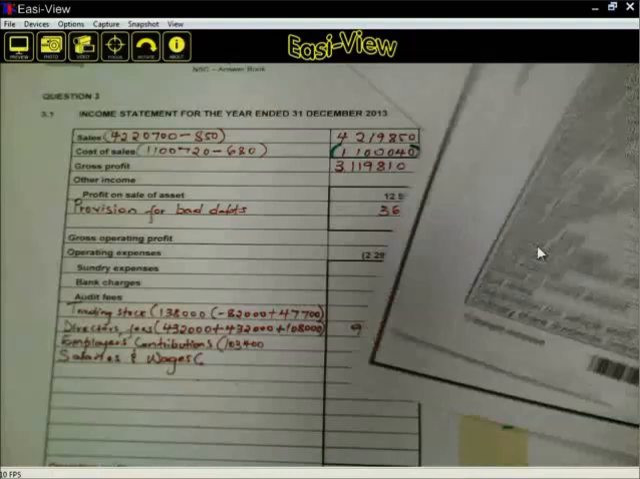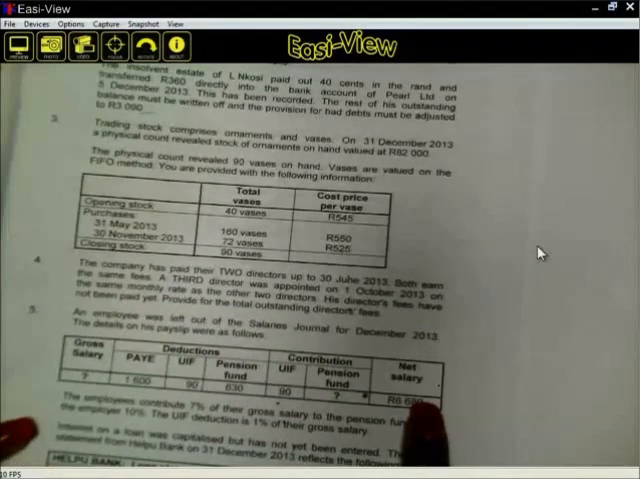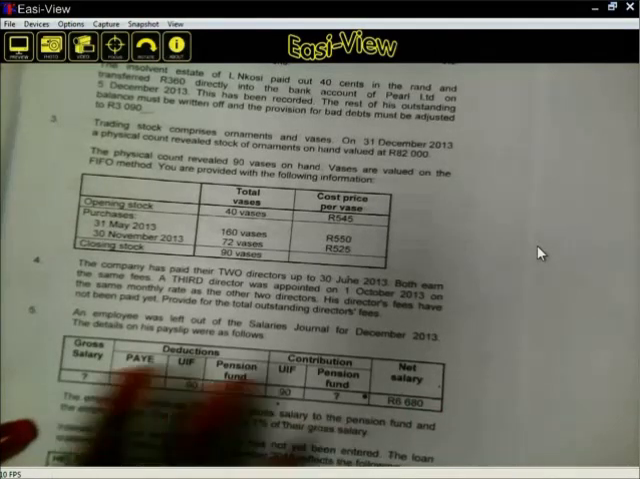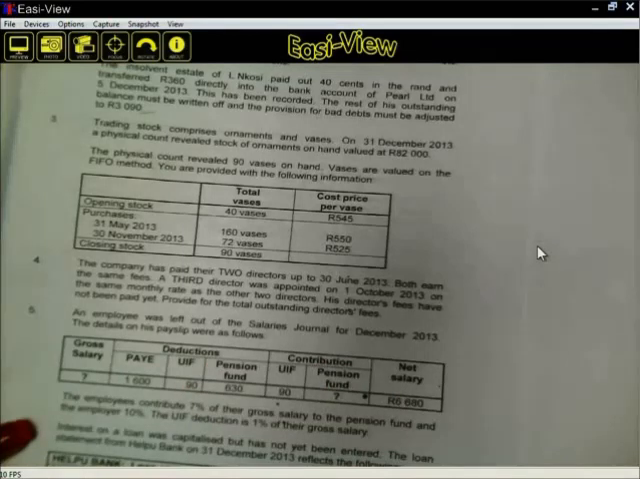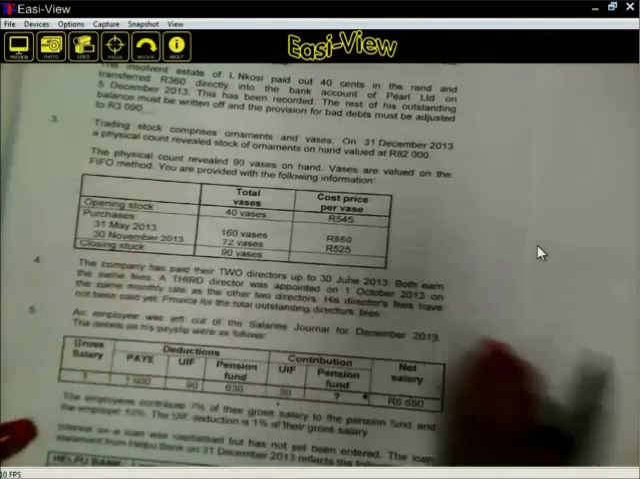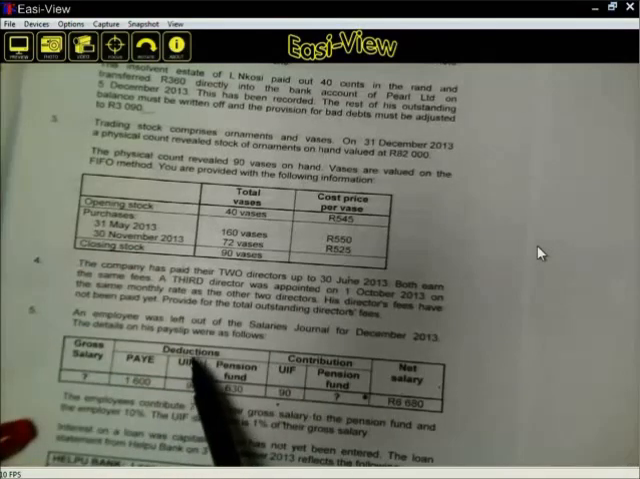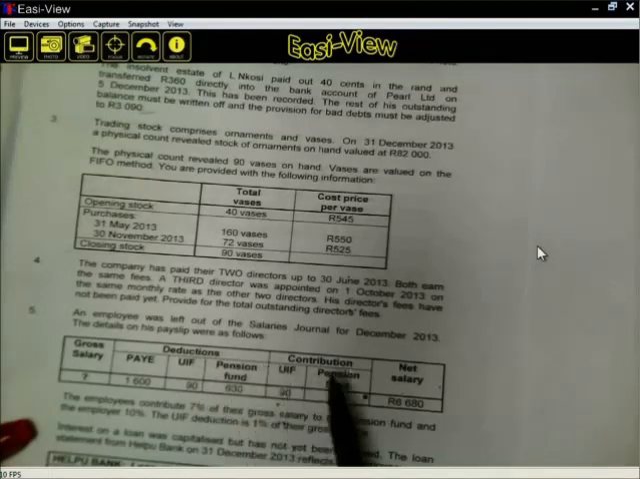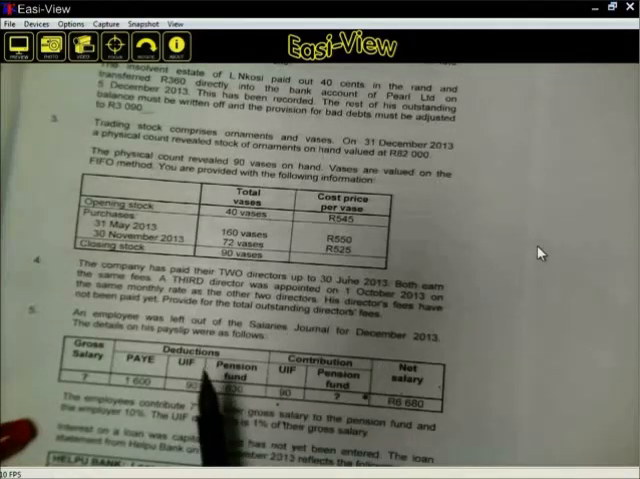And then what does our additional information say? From these particulars, what is it that we are going to take? Which amount should we take here and why? Remember, UIF is paid by both the employer and the employee. Deductions are made from the employee. Contribution is contributed by the employer. So it means you must include it under employer's contribution.